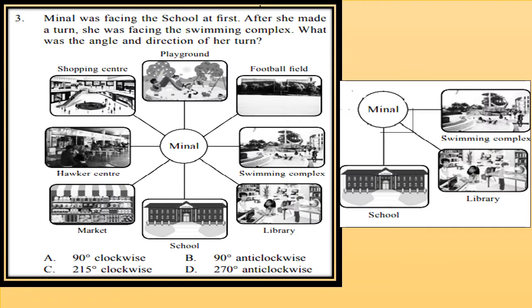Meenal was facing the school at first. After she made a turn, she was facing the swimming complex. What was the angle and direction of her turn? So you have to find the angle and direction of her turn. So first Meenal was facing the school, and after that she made a turn and she was facing the swimming complex. See the figure on the right side. Now tell which angle will be formed and which direction, clockwise or anti-clockwise. Now for clockwise and anti-clockwise, you imagine a clock, how it moves. That is clockwise and the opposite side is anti-clockwise.